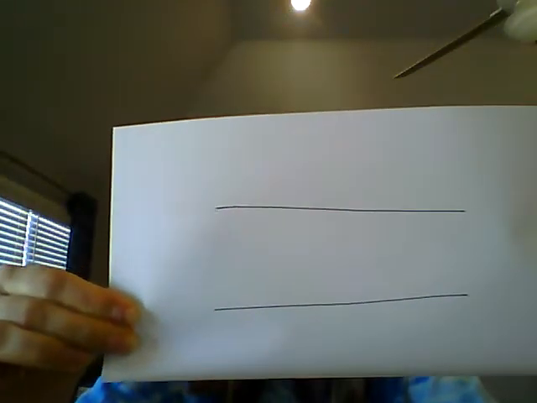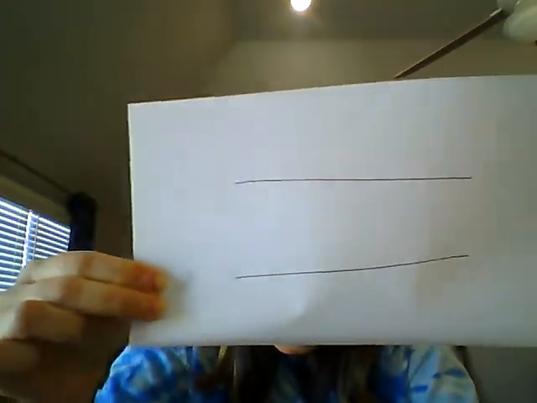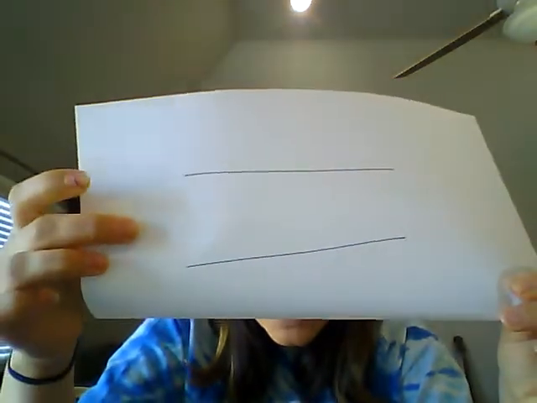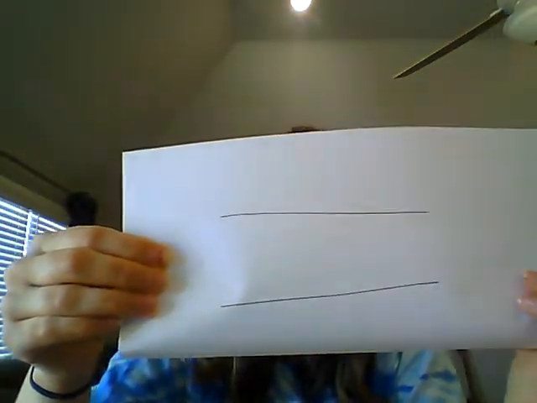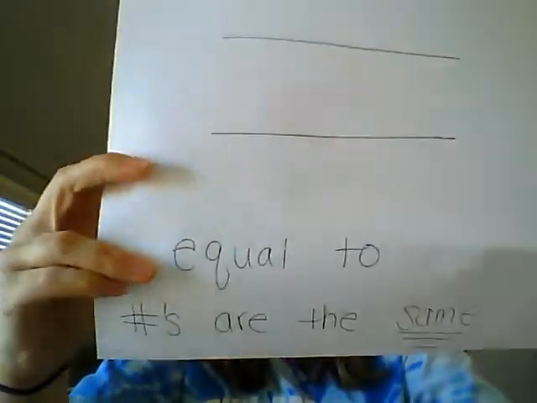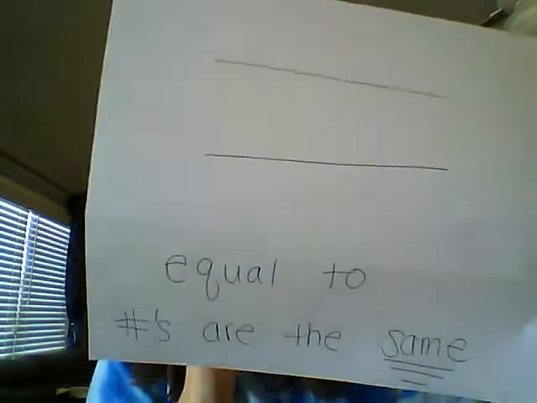Does this look familiar to anybody? Ooh. Yeah, the equal sign. Equal, remember we talked about that like on the monkey balance? Whatever is on this side would be the same on this side. This would mean equal to. The numbers are the same. Let's look at some.